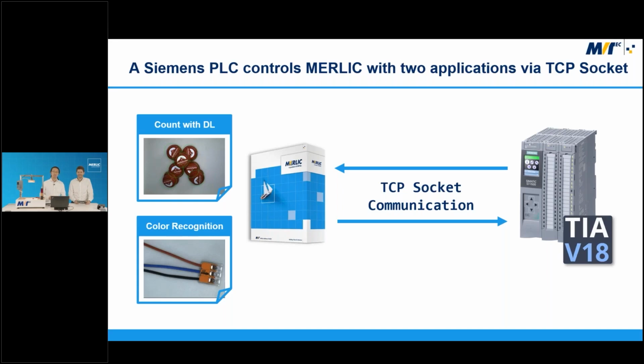And as you can see, we will show you 2 applications with count with deep learning and color recognition. So the PLC will send a command via TCP socket communication to the vision system and tell the vision system, now please activate the count with deep learning application, please start a single job, please switch the application. Now let's show you the demonstration.